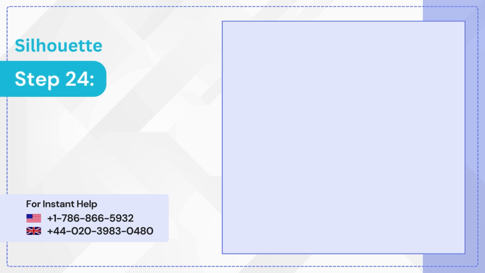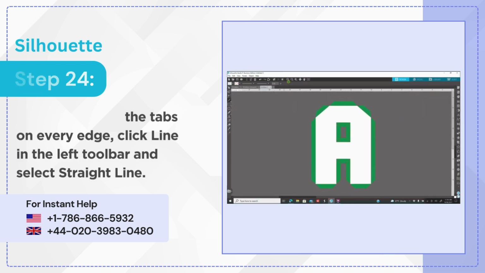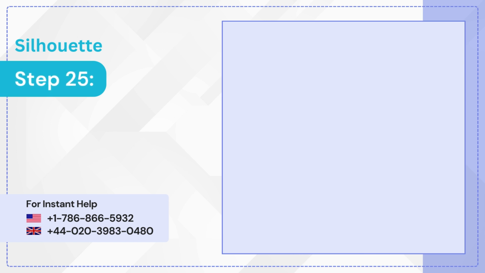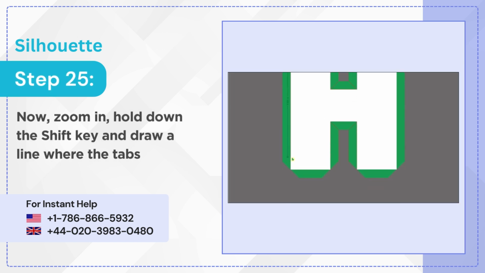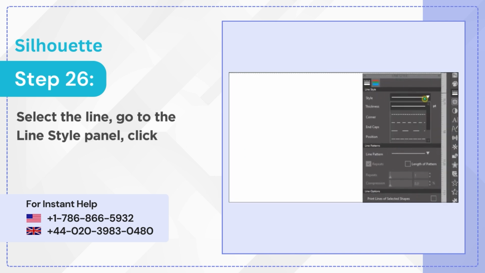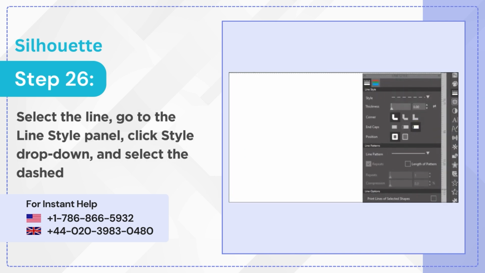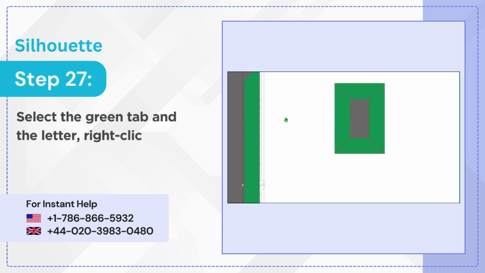Step 24. Once you've set the tabs on every edge, click Line in the left toolbar and select Straight Line. Step 25. Now zoom and hold down the Shift key and draw a line where the tabs and the letter connect. Step 26. Select the line, go to the Line Style panel, click Style drop-down and select the dashed lines. Step 27. Select the green tab and the letter, right-click and select Weld.